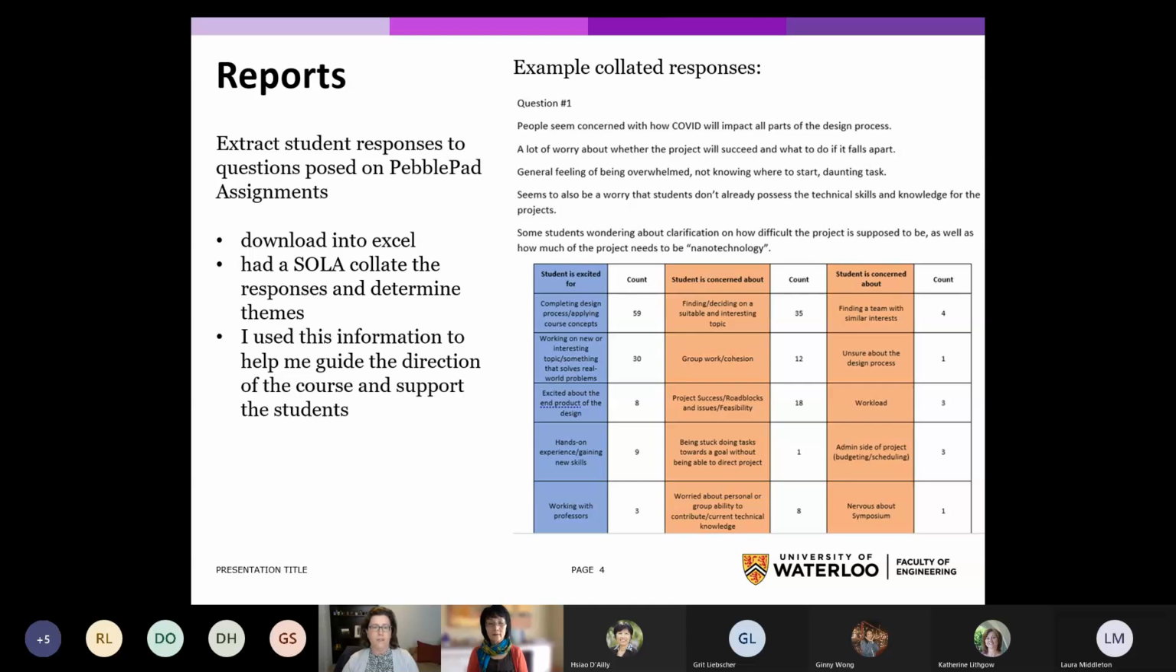So PebblePad was really, really easy and useful for this. I'll show you, but you can pull a report, it downloads everything into an Excel file, except it's pretty messy. So luckily I had a SOLA who helped me out, and they were able to collate all the responses. They did a great job of taking those responses, looking at themes, and then actually doing a count of how many times each theme or response was given. So this really helped me guide the direction of the course and support the students.